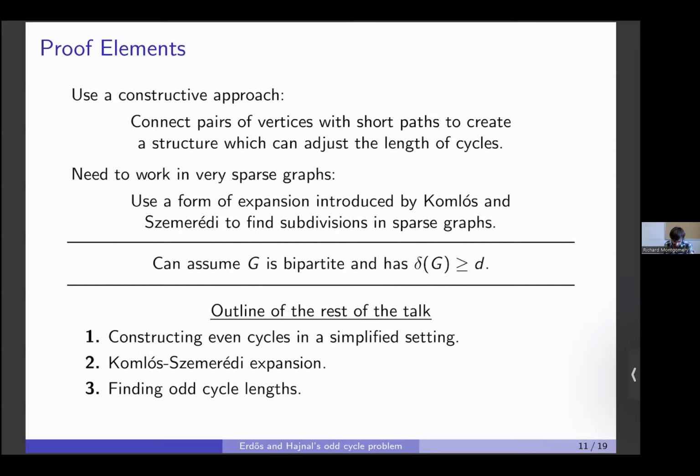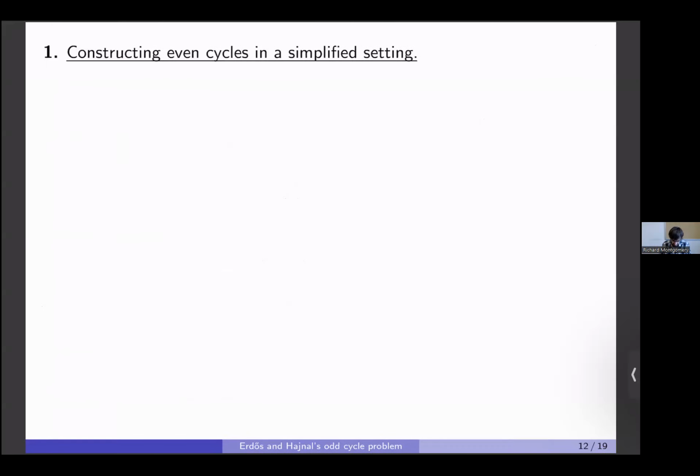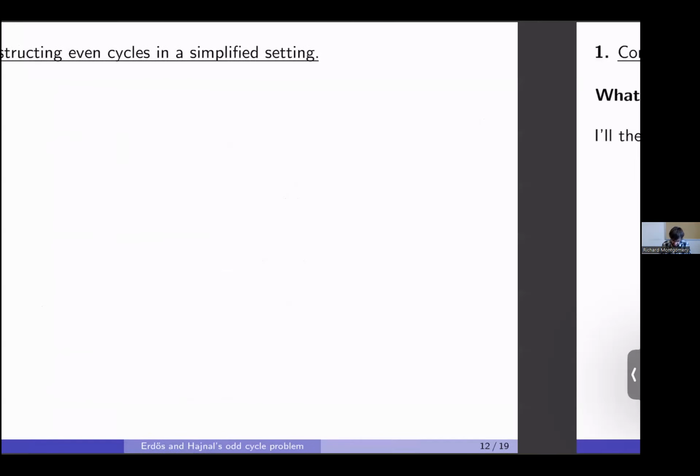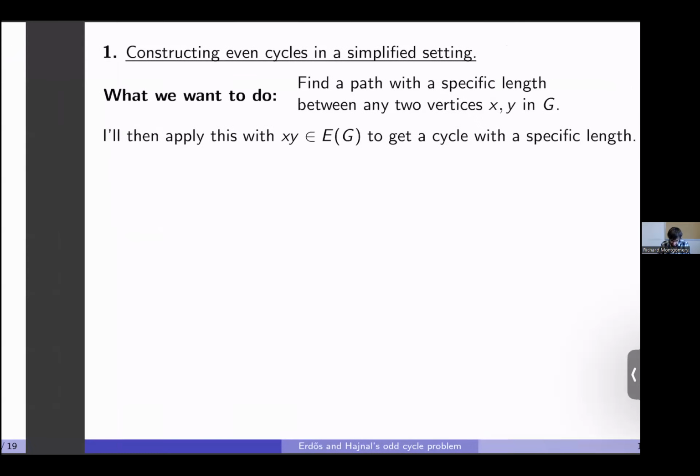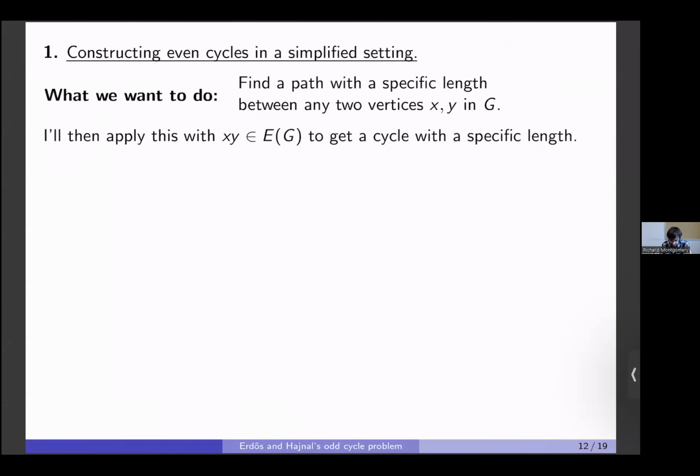So let's think about constructing even cycles, where what we really want to do is develop some control over the length of the cycle that we're constructing. Let's take a simplified setting, where we want to be able to take two vertices, say x and y, and find a path with a specific length between them. Then if we can apply that with an edge in the graph, we'll get a cycle with this specific length. So this is our aim.